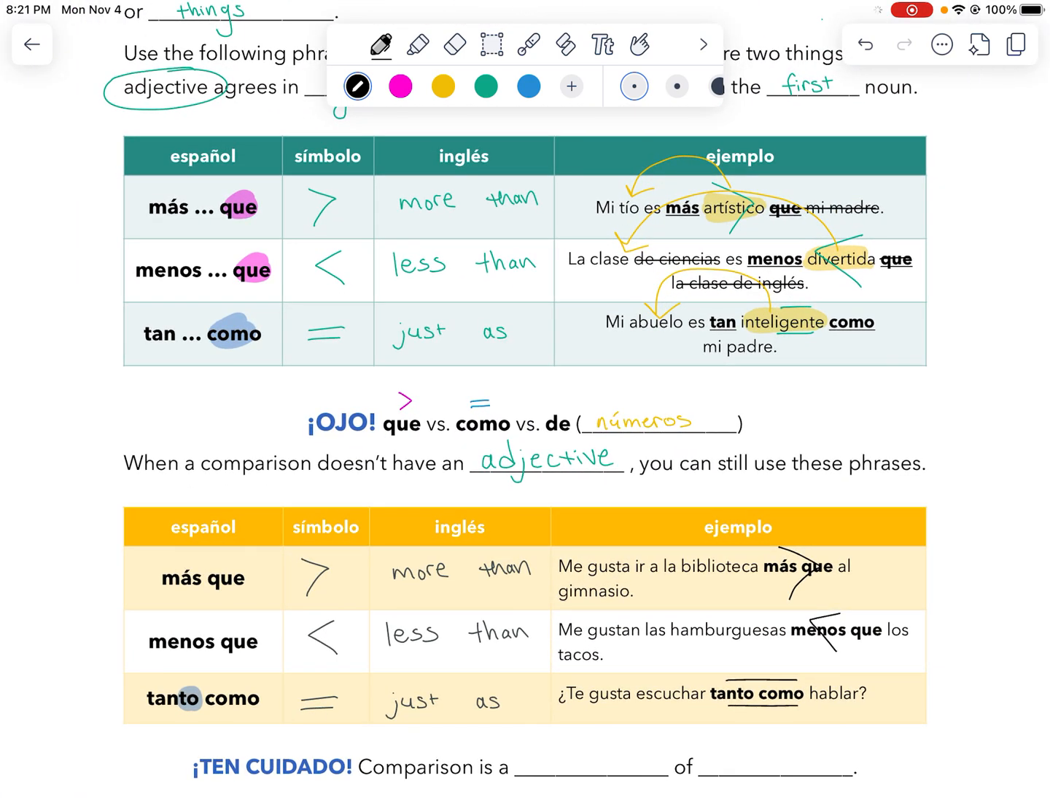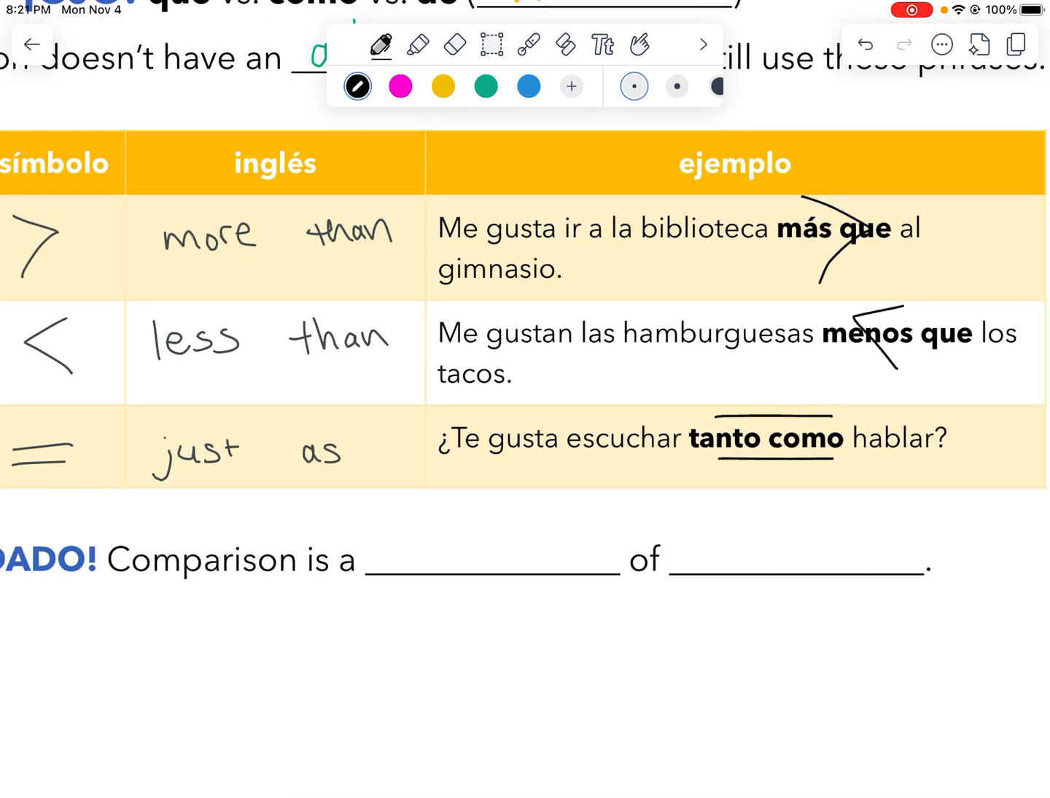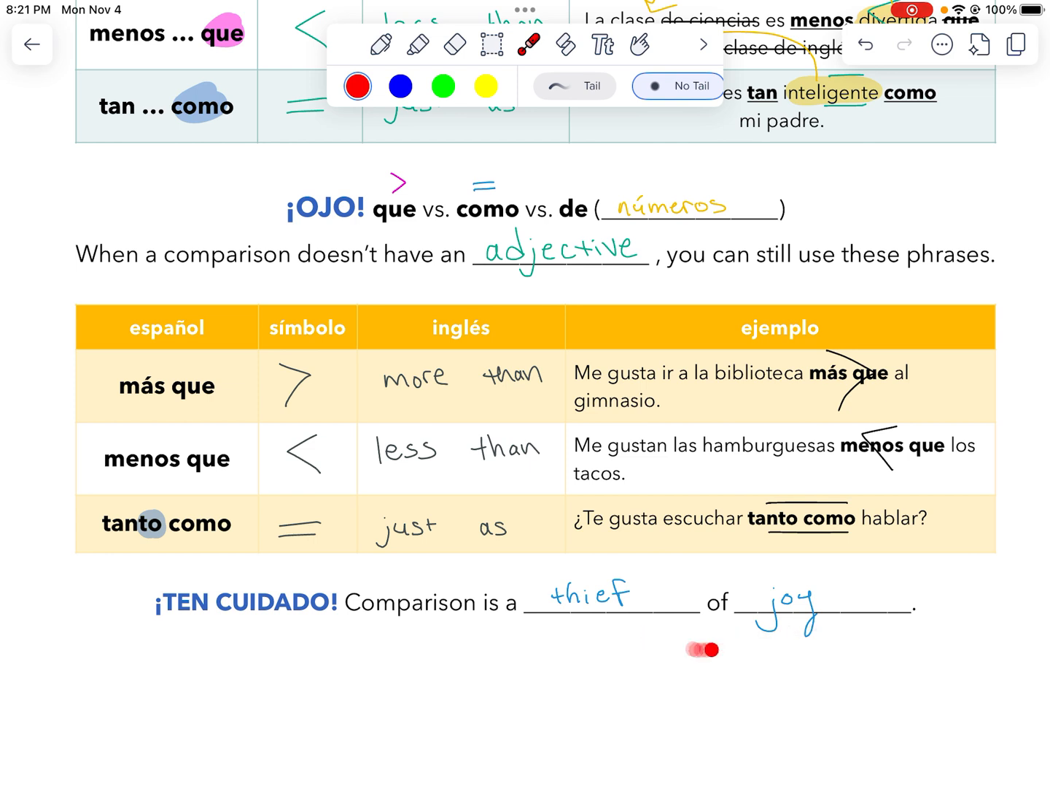So that's the theory. Those are the rules. We're about to get into a bit of practice, but I have two warnings for you. The first warning is that comparison is a thief of joy. I'm about to tell you to compare yourself to other people, but as you do, please do not let it rob you of your joy.